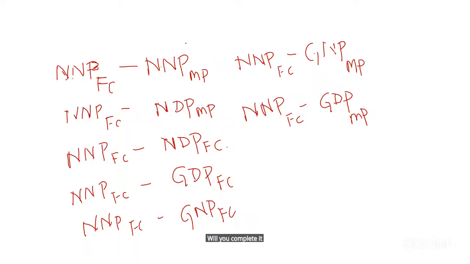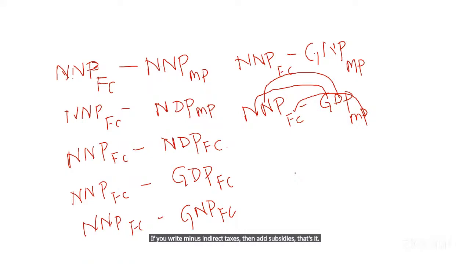Will you complete it? Or have you already completed? Completed. Good. So just give me one last. NNPFC is equal to GDPMP minus depreciation. Gross to net, minus depreciation. Domestic to national, plus NFIA. Market price to factor cost, minus net indirect taxes. Please don't write minus indirect taxes. If you write minus indirect taxes, then add subsidies. That's it. Minus net indirect taxes.